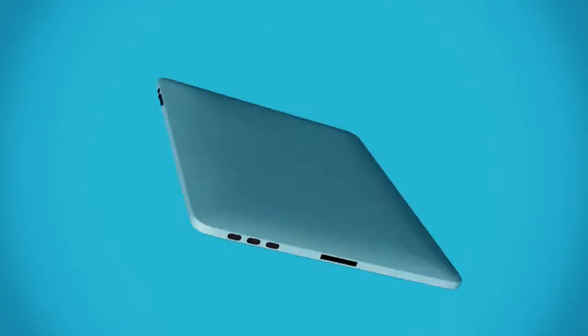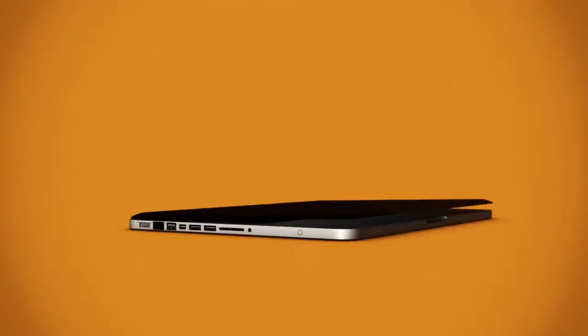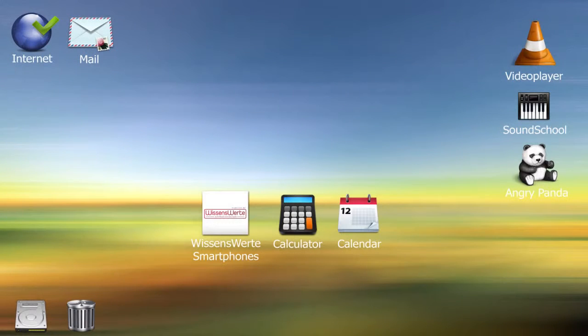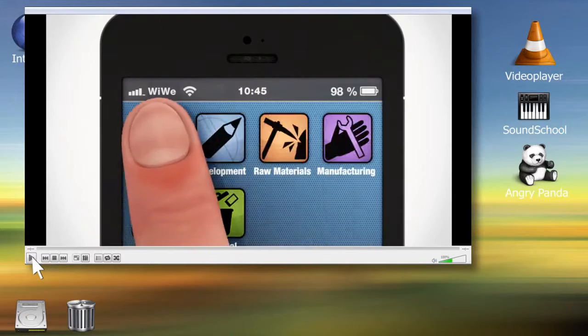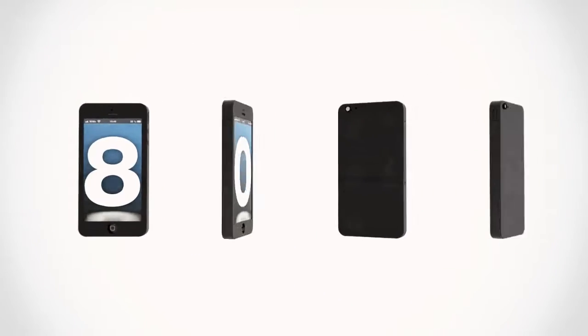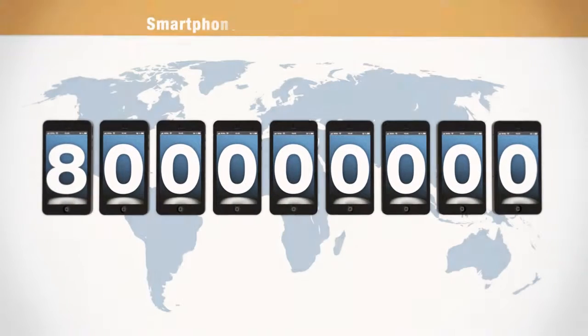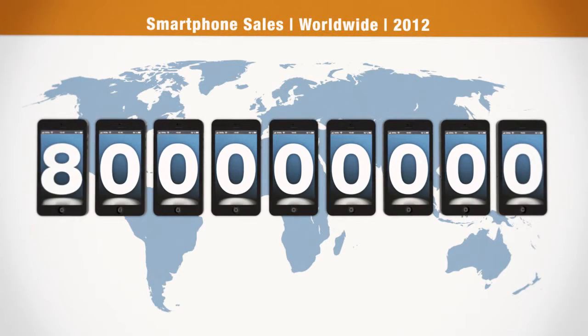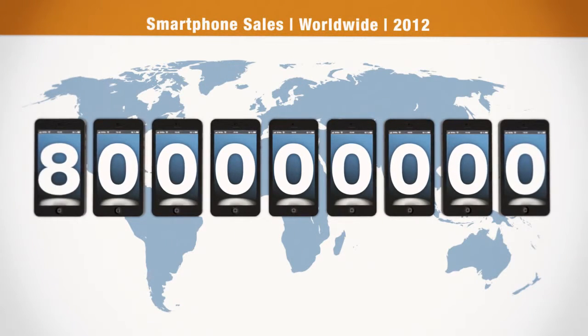Tablets, notebooks, smartphones. Mobile devices are among the most popular consumer products today. They have created many new ways to communicate, spend leisure time, and work. You might even be watching this video on a mobile device right now. In 2012 alone, an estimated 800 million smartphones were sold worldwide. But few consumers actually know how and where the devices are produced.